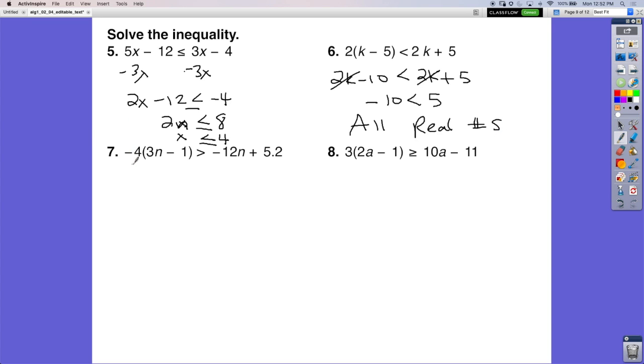Okay, so now let's try number 7. I'm going to distribute the negative 4, negative 12n, plus 4 is greater than negative 12n plus 5.2. Oh, again, notice that the 12n's will cancel out on both sides. So 4 is greater than 5.2. Is that statement true or false? That is false. So that means that this answer is no solution.